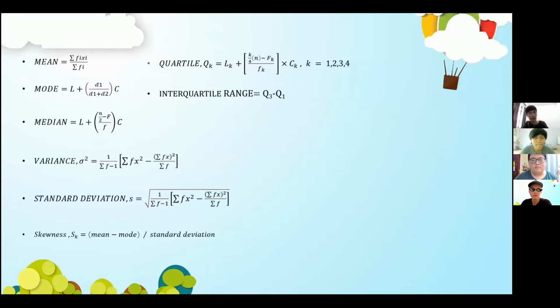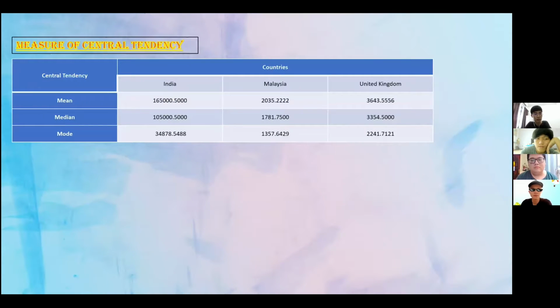All right, thank you, Jehan. By using both these formulas, we can determine the mean, mode, median, variance, standard deviation, skewness, and also quartile and interquartile range. Firstly, we can determine the central tendency for each country.